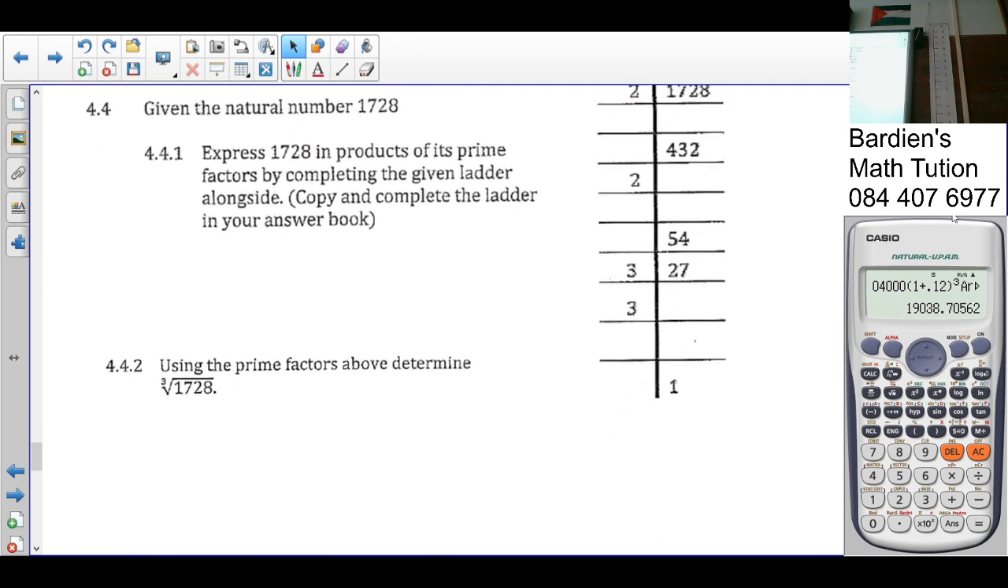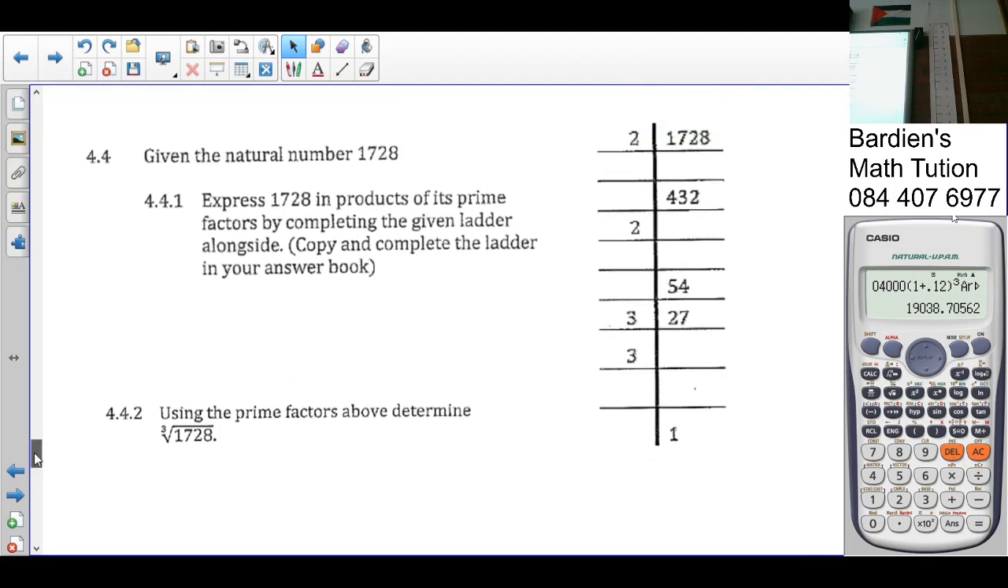4.4. Express 1,728 as a product of its prime factors by completing the given ladder alongside. Copy and complete the ladder in your answer book. Okay. So as we know, we're going to divide it by prime numbers only.